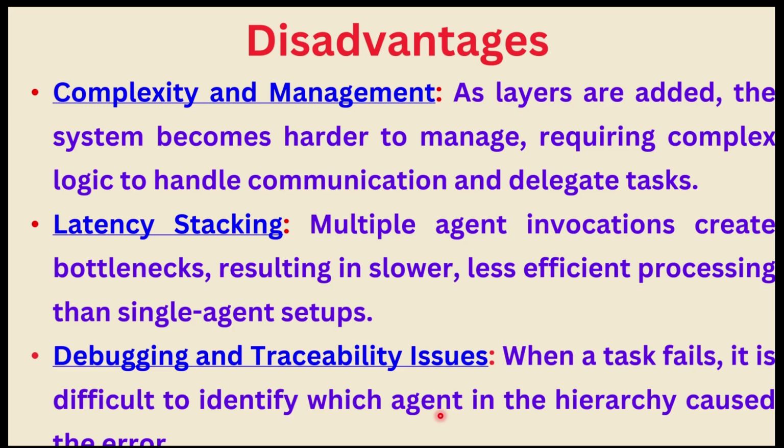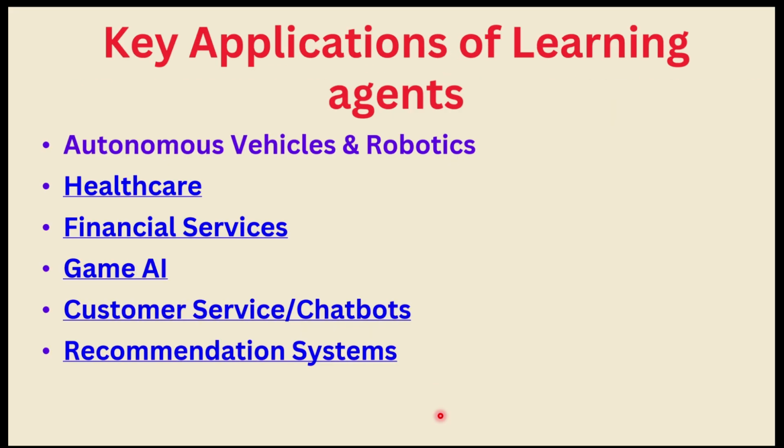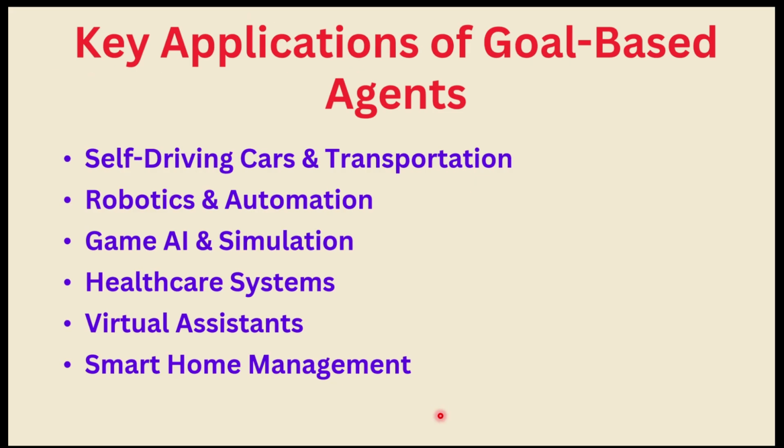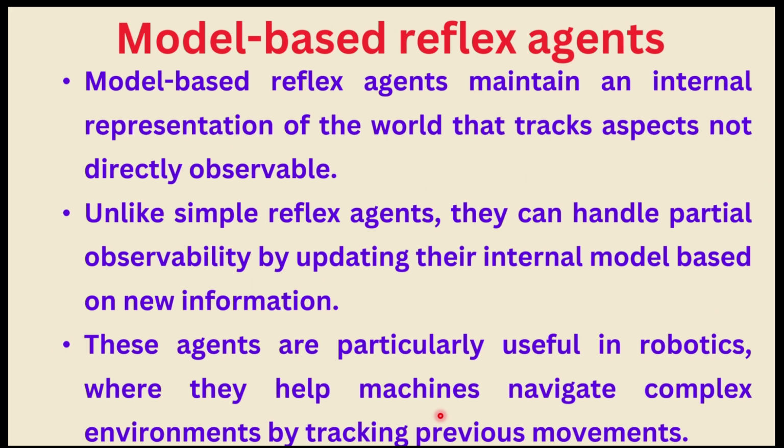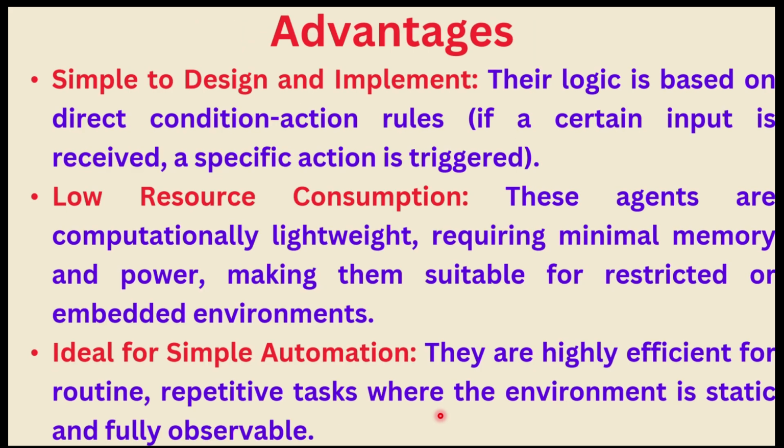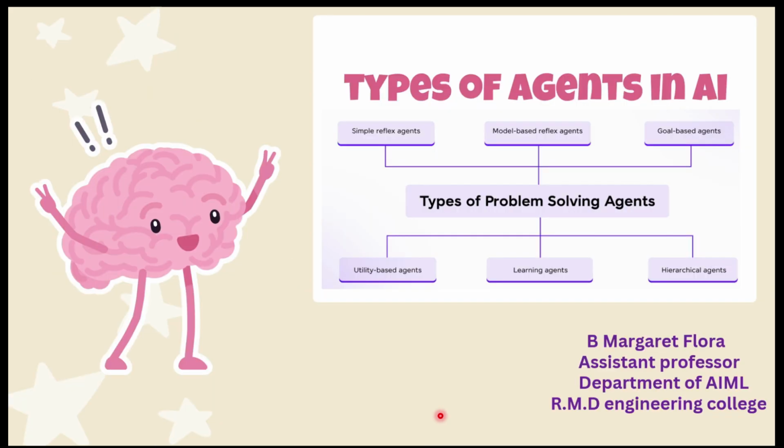So with this we complete the different types of agent. Till now we have seen six different types of agent. The first one is the simple reflex agent, then the model based agent, utility based agent, goal based agent, learning agent, and hierarchical agent. So these are the types of agent in AI. Later we'll see the remaining classes. Thank you.